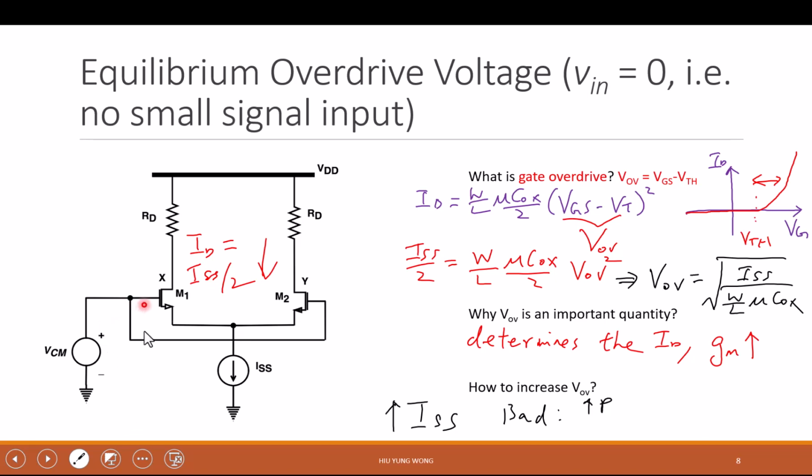Because you are saying that VG is fixed at constant bias, and then you think that this one will go up, but not necessarily. This point does not go up, right? Because this is an ideal current source. I don't need to increase the voltage in order to increase ISS, right? So the point is it still has ISS divided by 2 on both sides. But what is the problem of keep increasing ISS divided by 2?